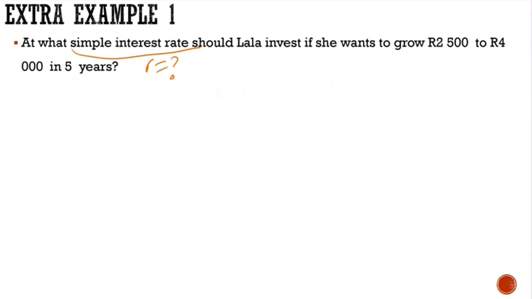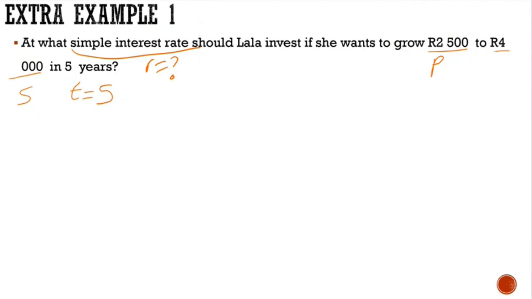You don't know R, okay? That should Lala invest. If she wants to grow 2,000, this is your principal amount. This one, 4,000, is an accumulated future value in 5 years. So your time is 5, okay? So here, there's nothing that you need to do.